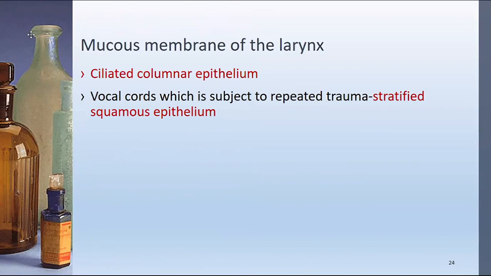Now, we mentioned that the larynx is covered with mucous membrane. It is ciliated columnar epithelium, which is similar to the rest of the tracheobronchial tree, if you remember. The tracheobronchial tree is made up of stratified ciliated columnar epithelium with goblet cells. This one is similar. Now, the vocal cord is subject to repeated trauma, so the vocal cord is different. It's composed of stratified squamous epithelium, so this is more resistant to wear and tear. The vocal cords in the midline.